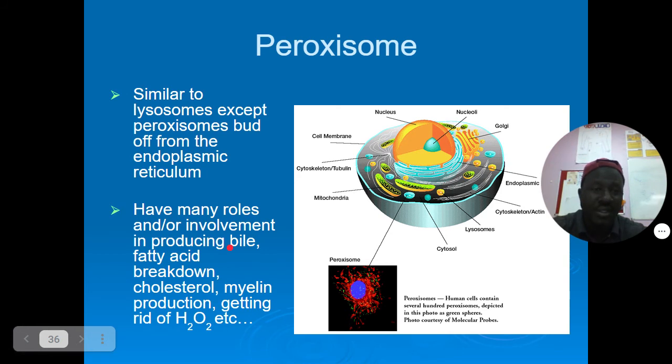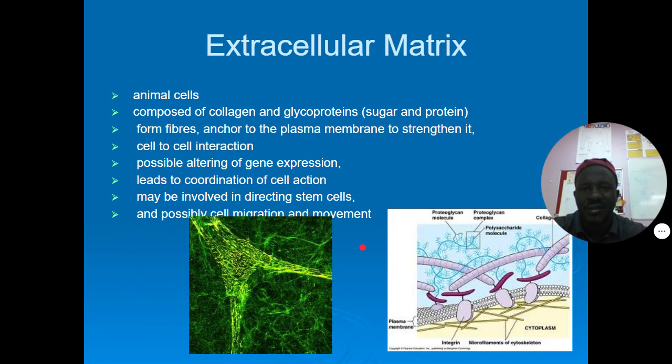You know what bile is. Production of fatty acids from peroxisomes, a breakdown of cholesterols, those are peroxisomes, and myelin production, then getting rid of water. So they are also produced in the ever busy cells. Human cells contain several hundred peroxisomes, depicted in this photo as green spheres. So that's what we see.